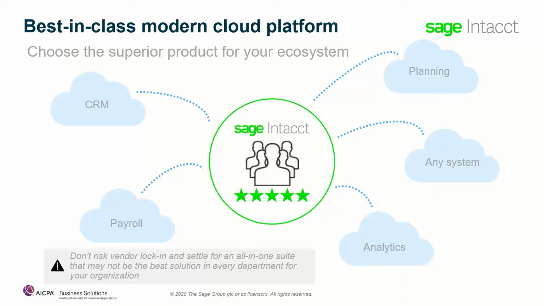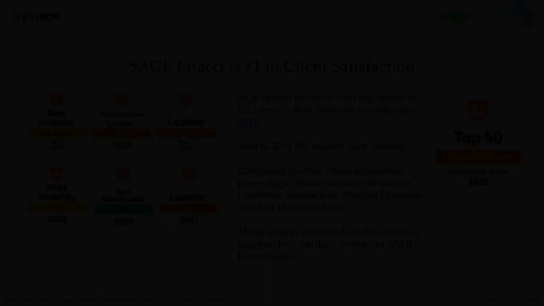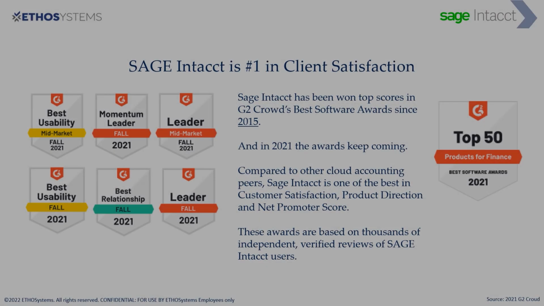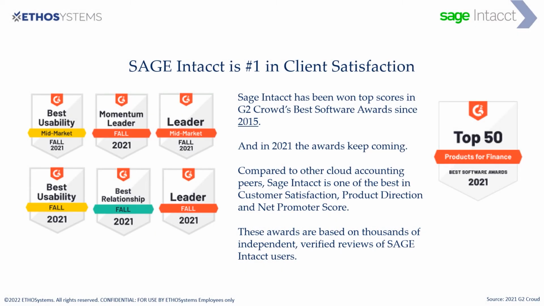And just to firm up that we are best in class, here's our current customer satisfaction rating according to G2. We were rated #1 in customer satisfaction and have actually been #1 in customer satisfaction since 2015. And based on over 2,000 independent user reviews, we've received the highest scores in satisfaction, product direction, and the Net Promoter Score, which means that more users are likely to recommend our product to others versus any other vendor.